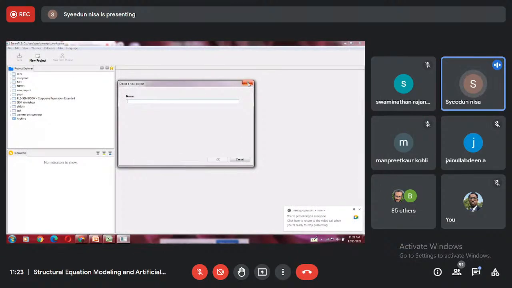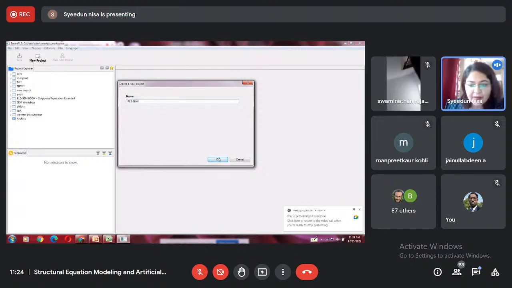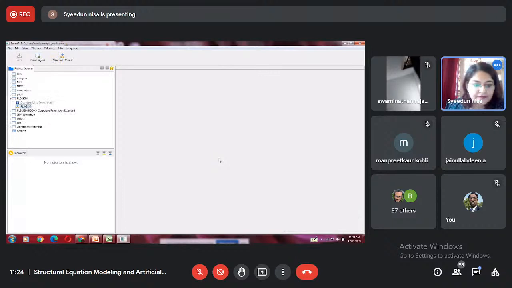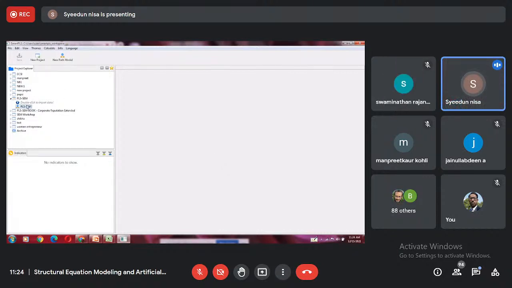Okay. So please open this page. Click on new project. Give it some name. For example, I am giving it a name, PLS-SEM. So the first thing is you need to click on new project and give it a name, PLS-SEM, and press OK. On the left hand side, this PLS-SEM is created. The next thing you have to do is double click to import data.